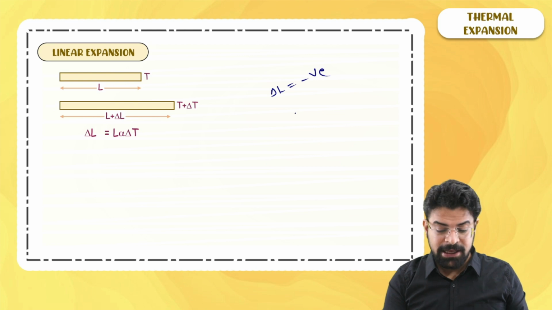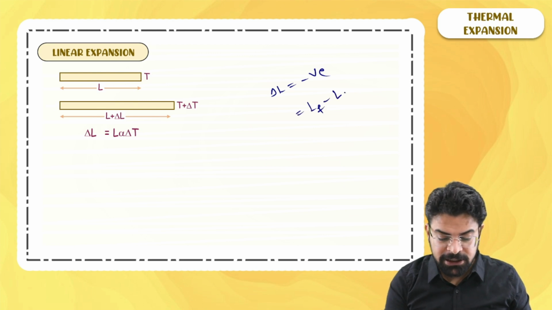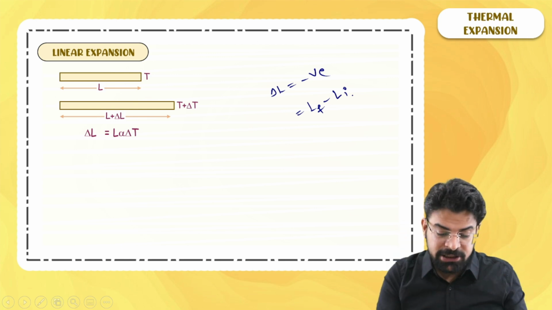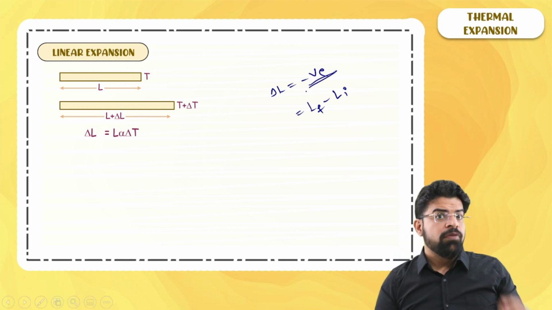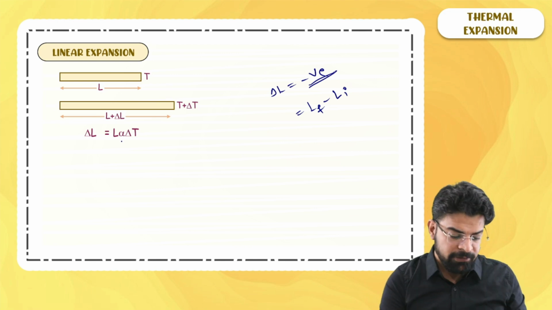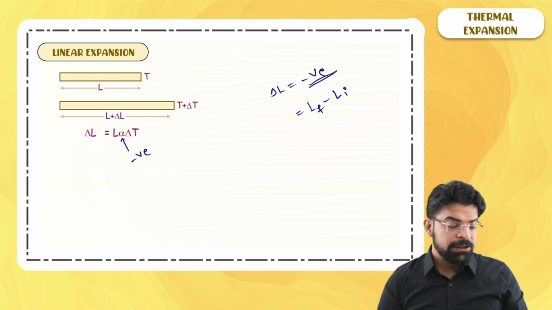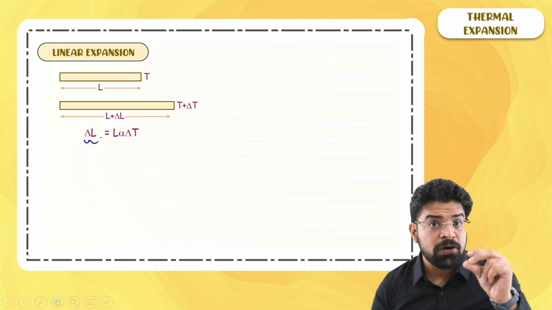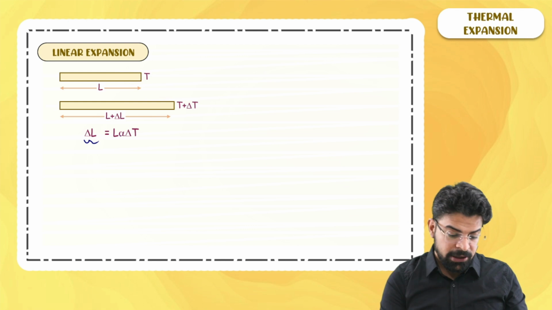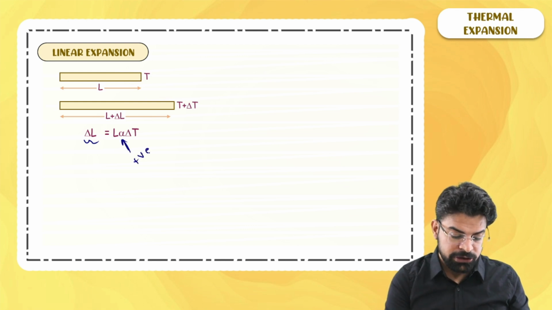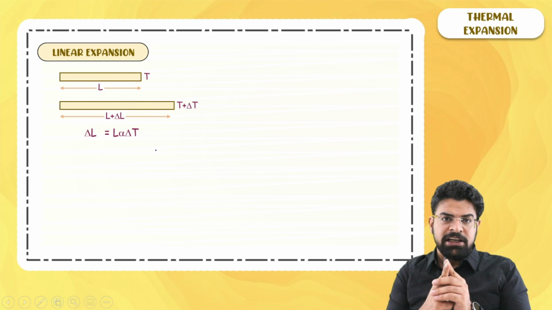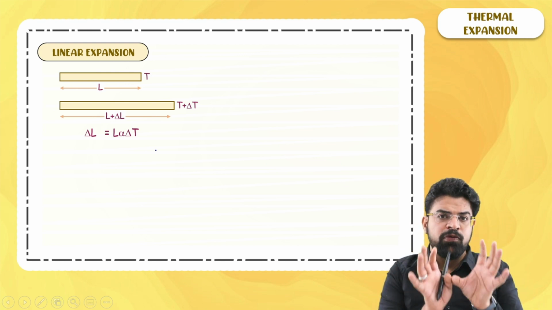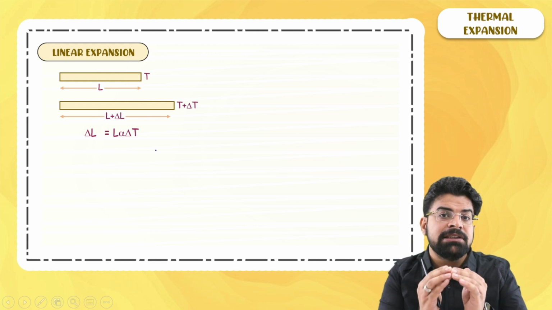Sir, what is delta L? Change in length: length final minus length initial. If the length decreases and final length is less than initial, then the change in length will be negative. For the change in length to be negative, alpha has to be negative. Similarly, for change in length to be positive, that is the length of the rod should increase on heating, alpha has to be positive. So if the sign of alpha is positive, then the length increases on heating, and if the sign of alpha is negative, then the length decreases on heating.